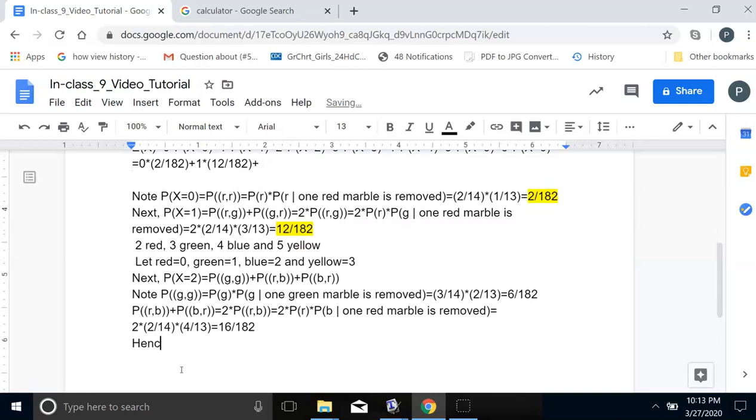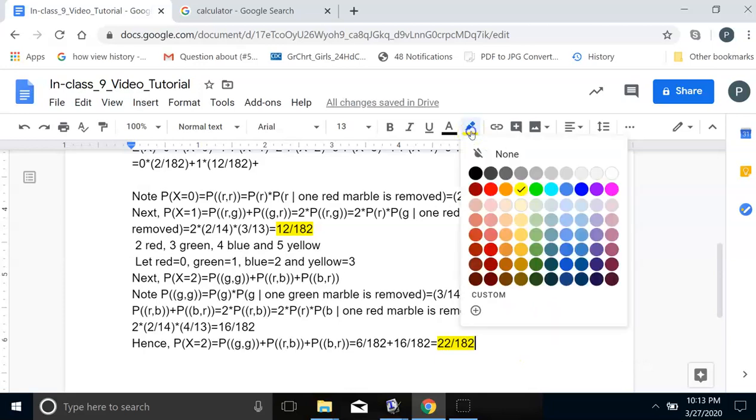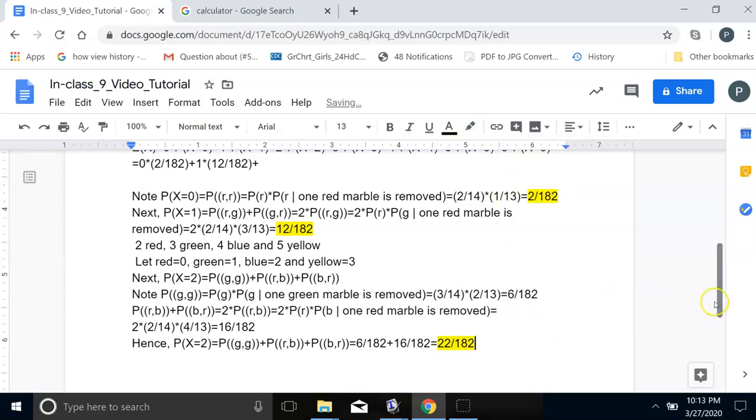So hence then probability x is 2 will be green guy, which is 6 over 182 plus the 16 over 182. Adding those, we'll get 22 over 182. Highlight that one. Okay, so that's going to go in place of x is 2 now.